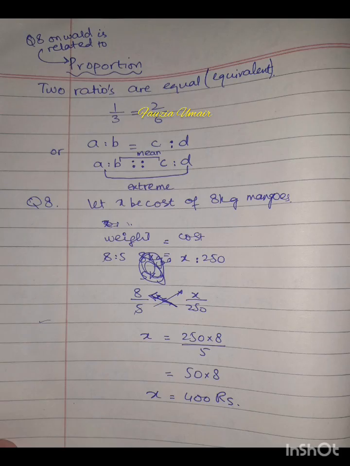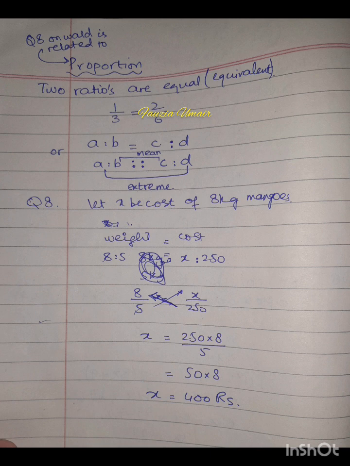Moving on to the next part of this video, which is proportion. The definition of proportion is that it is an equation formed by two ratios which are equivalent to each other. If we write the ratio as A:B is equal to C:D, the outer values are called extremes and the inner values are called means, and they have a special relation also.